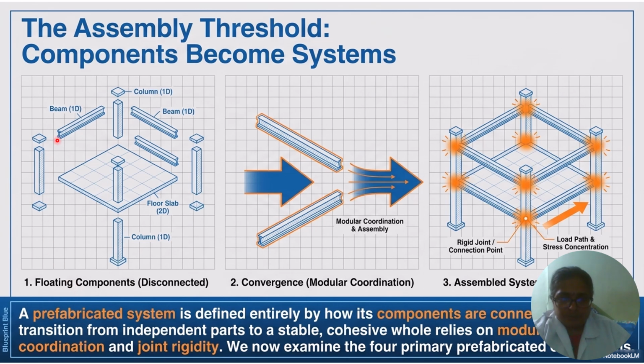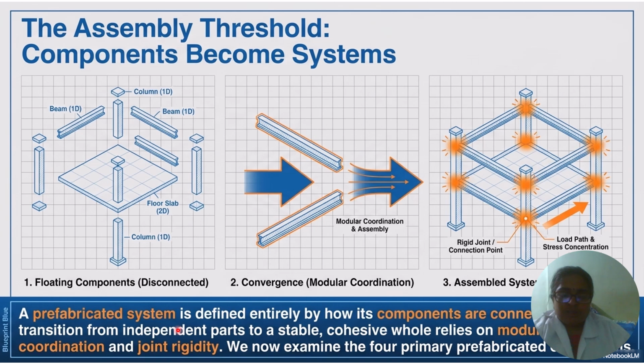And next one is the assembly threshold, that is how components become systems. One-dimensional column, one-dimensional beam, and two-dimensional floor slab are connected together with modular coordination and assembly, and they are assembled into a system with the help of joints and connections, and how the loads are transferred here. So the first one is floating components, the second one is convergence, that is modular coordination, and the third step is the assembled system.